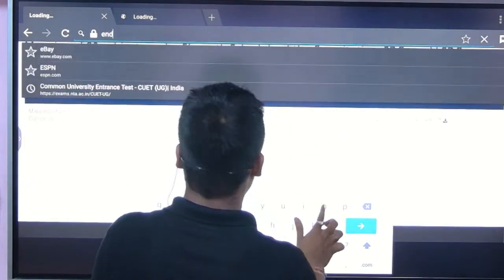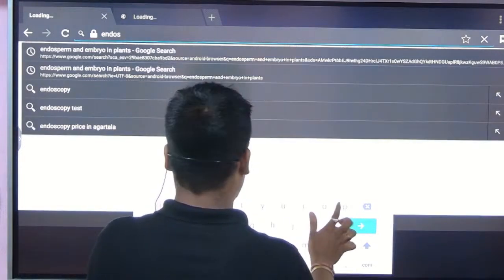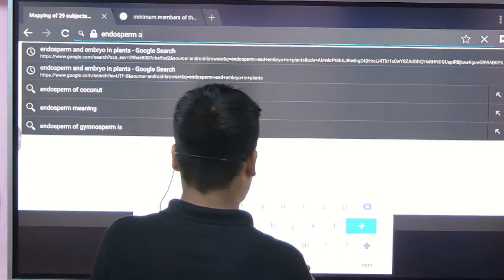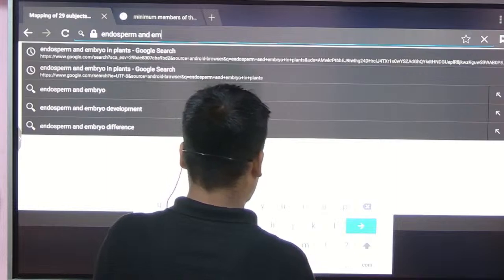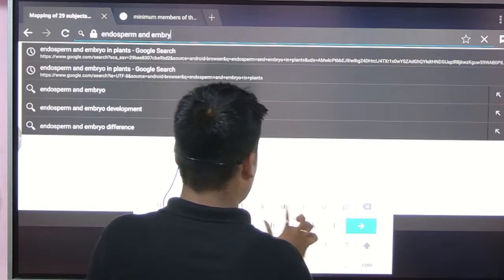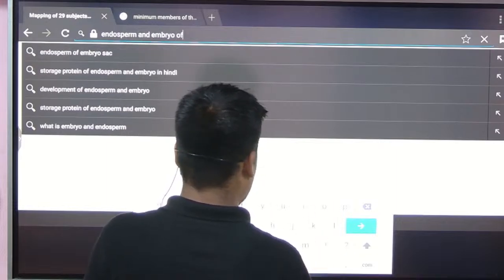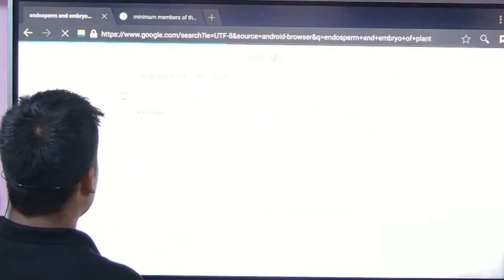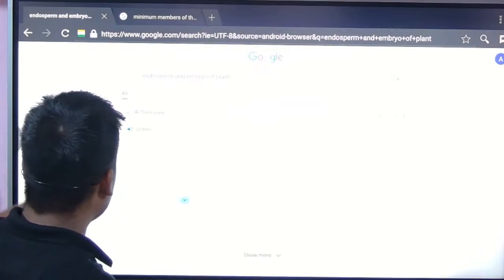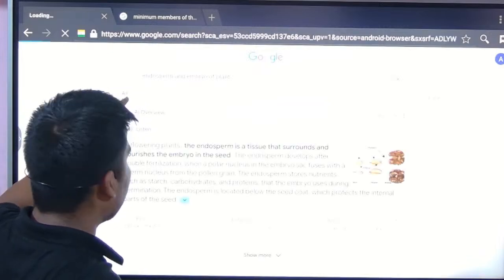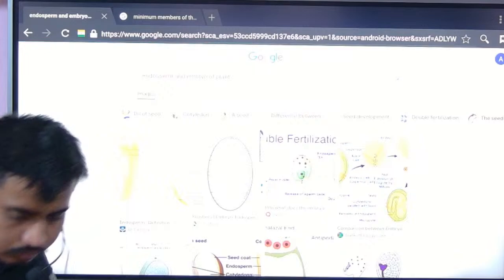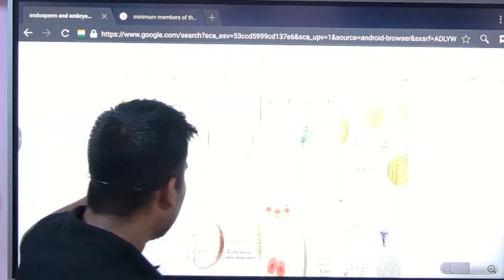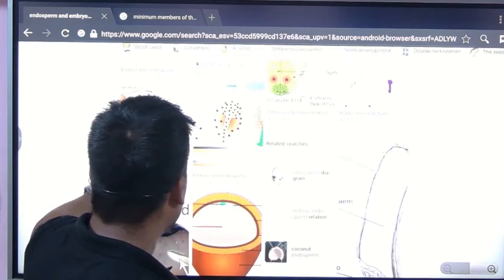Endosperm and plant. Oh my, what is this happening? The process must give you that. Acha.